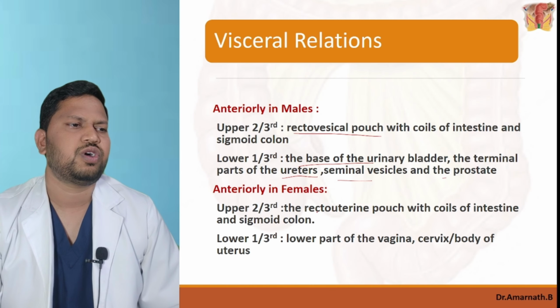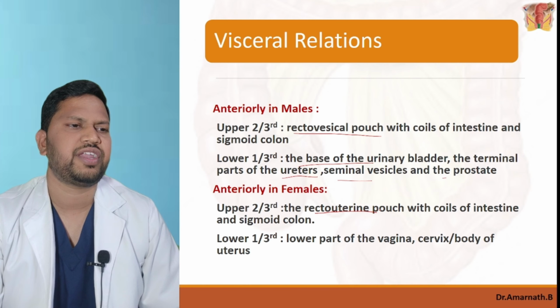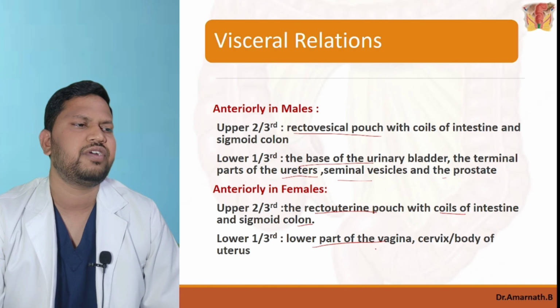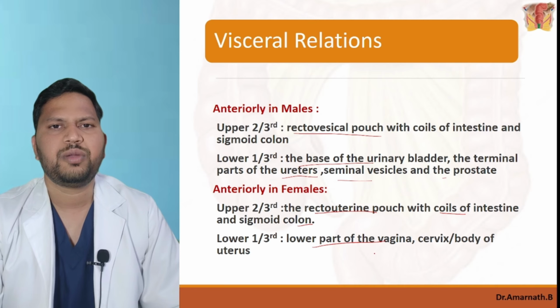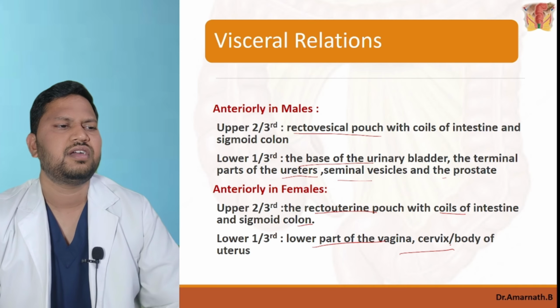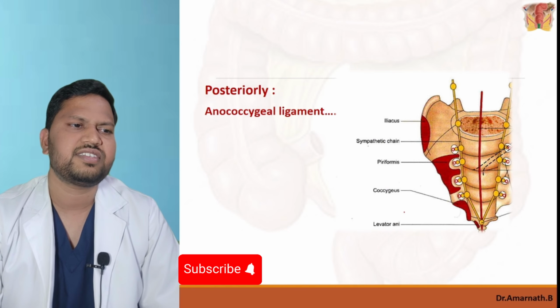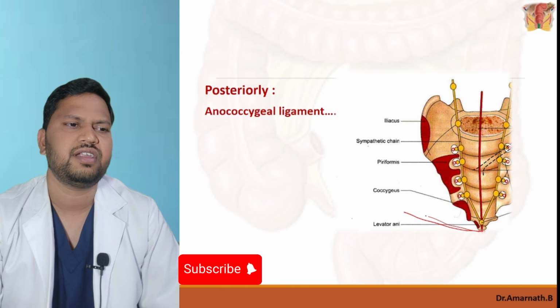So the upper 2/3 consists of the rectouterine pouch with the coils of the intestine and sigmoid colon, whereas the lower 1/3 consists of the lower part of the vagina and cervix, and also the body of the uterus. When we see posteriorly, we will find the anococcygeal ligament. Here we get one ligament that connects to the coccyx.